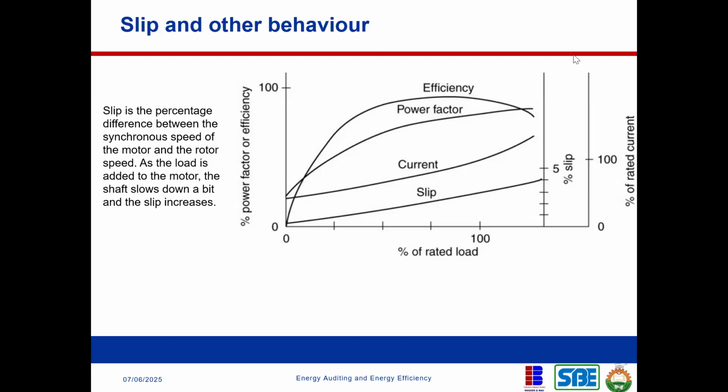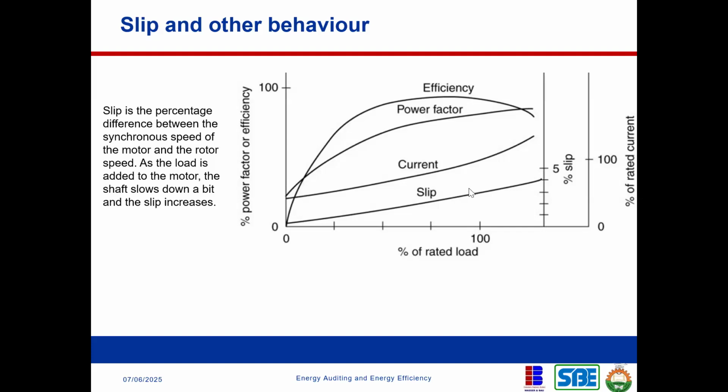So now this chart is just to help us understand the relationship between the efficiency, the power factor, the load on the motor, the current and then the slip. So here on this vertical axis, you have the power factor or efficiency of the motor, right? And here you have the percentage loading. So the more you begin to load the motor, the slip will keep on increasing.